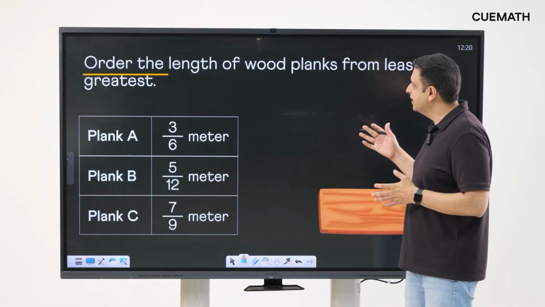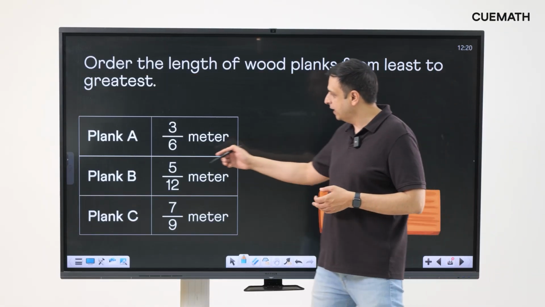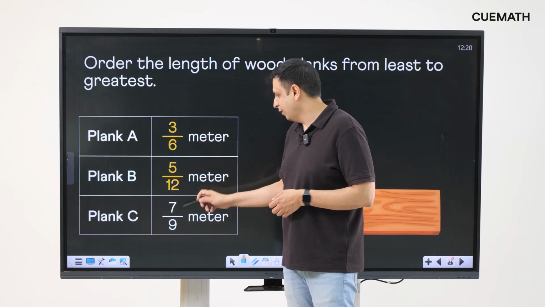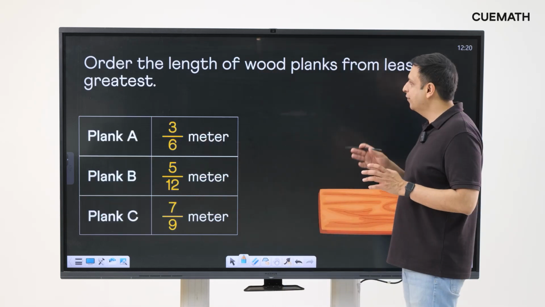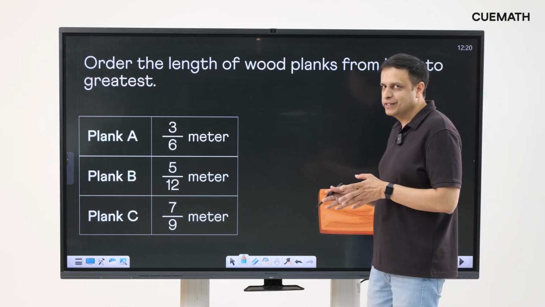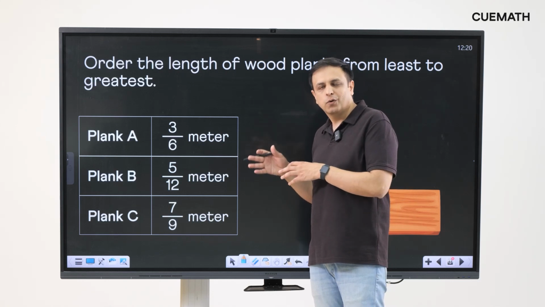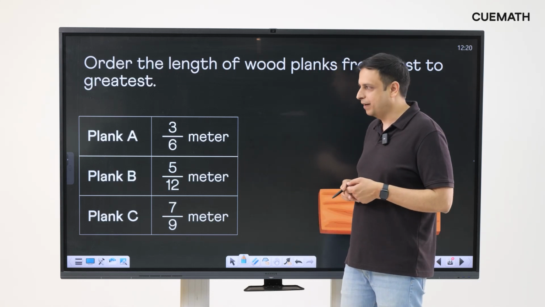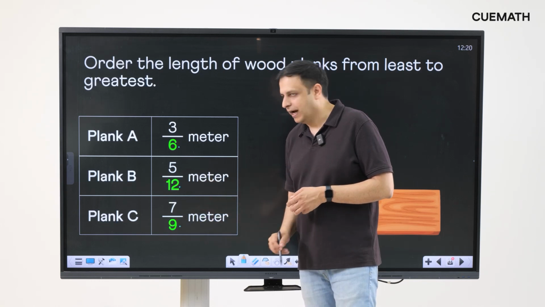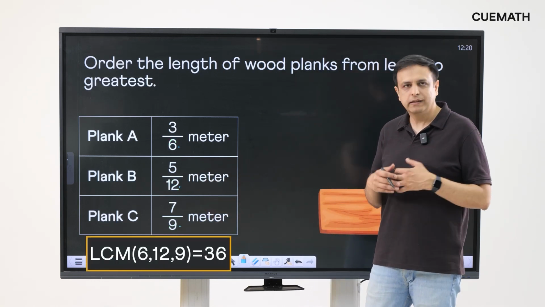Okay, order the length of wood planks from least to greatest. So we have 3 planks A, B and C. Here are their lengths: 3 over 6, 5 over 12, 7 over 9. We have to order them from least to greatest. So all we need to do is compare these three fractions. We can do that by converting them into equivalent fractions with the same denominator. The denominators here are 6, 12 and 9. So we find their lowest common multiple. That will come out to be 36.